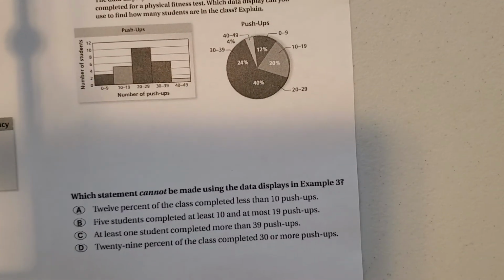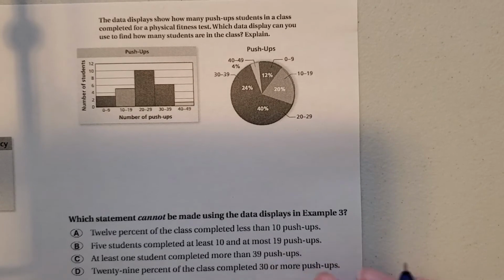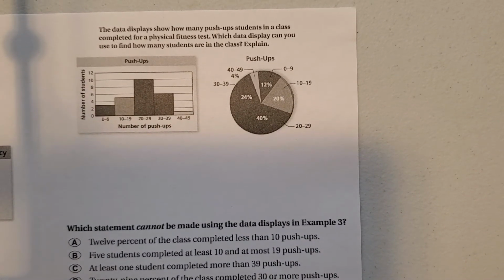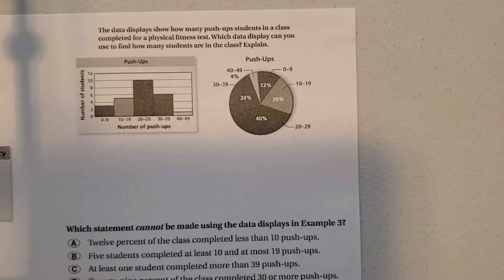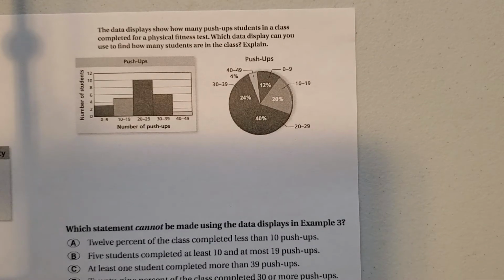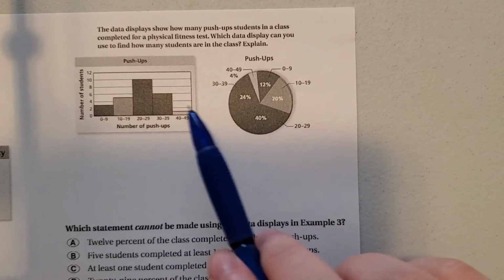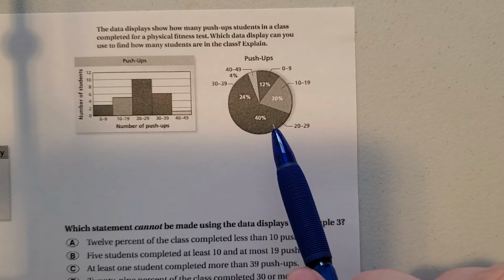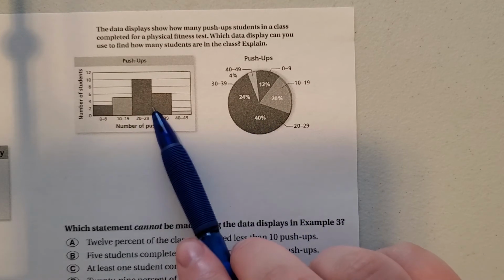All right, next example says the data display shows how many push-ups students in a class completed for a physical fitness test. Which data display can you use to find how many students are in the class, and explain? When we look at these, they include data that looks pretty similar. However, only one of these tells us how many kids are in the class, and that is a histogram.